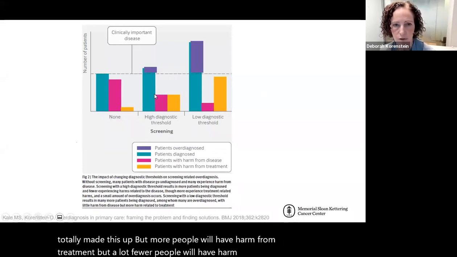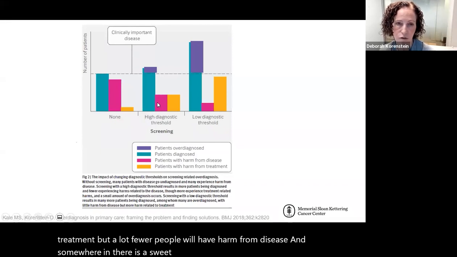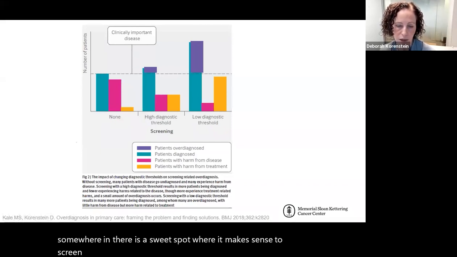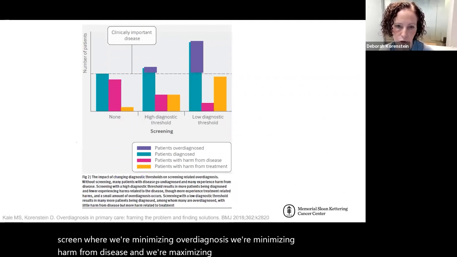And somewhere in there, there is a sweet spot where it makes sense to screen, where we're minimizing overdiagnosis, we're minimizing harm from disease, and we're minimizing harm from treatment.